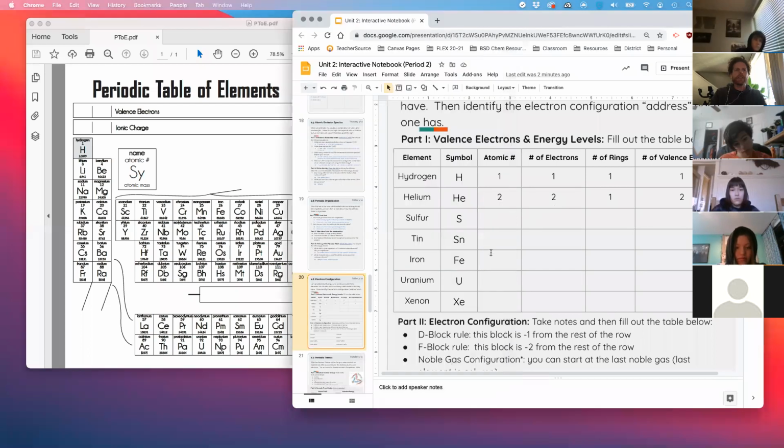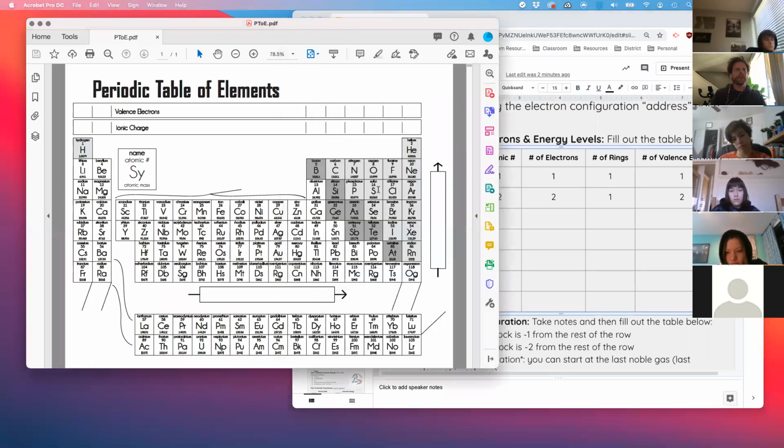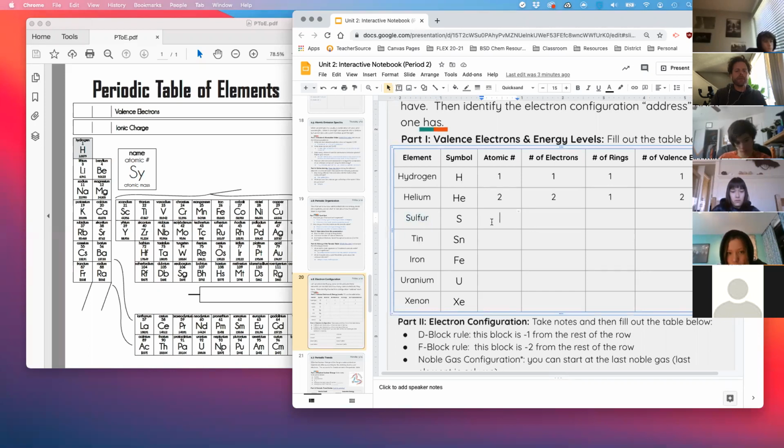So the last thing that you need to do is you basically need to be able to identify some different stuff about these elements. So let's say it takes sulfur, S. It's right here, okay? So I know just by looking at it that its atomic number is 16. And for the sake of this activity, I'm going to say that the number of electrons is always equal to the atomic number, that it's not an ion. So these 2 numbers are always going to be equal for this activity, okay? So if there are 16 protons, there's going to be 16 electrons.